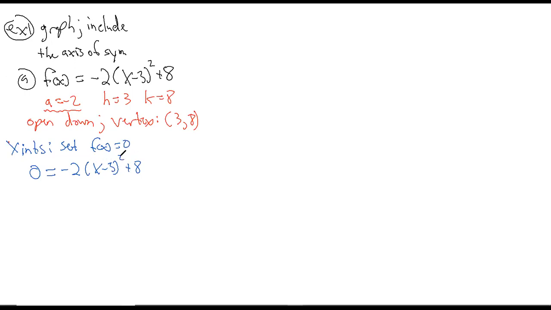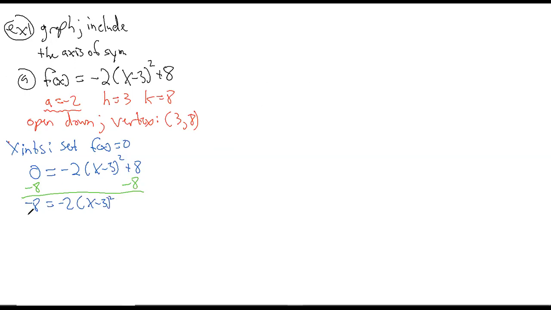Since I have a parentheses squared, what I would really like to do here is apply that square root property where we isolate the parentheses and then do something to both sides. So let's isolate the parentheses here. To do so, we'll subtract 8 on both sides, which will give us -8 is equal to -2 and then the parentheses, still being squared.